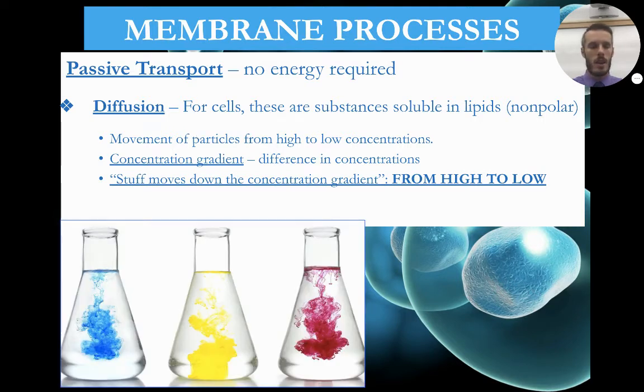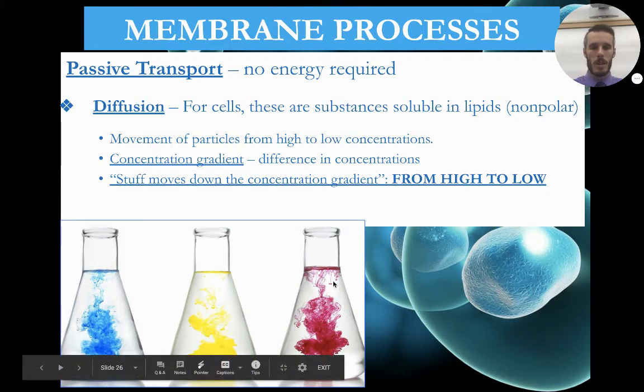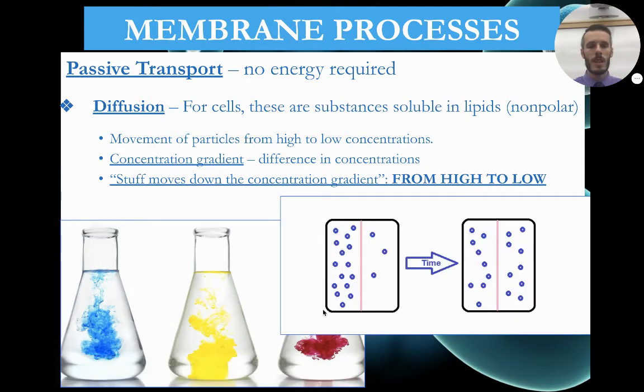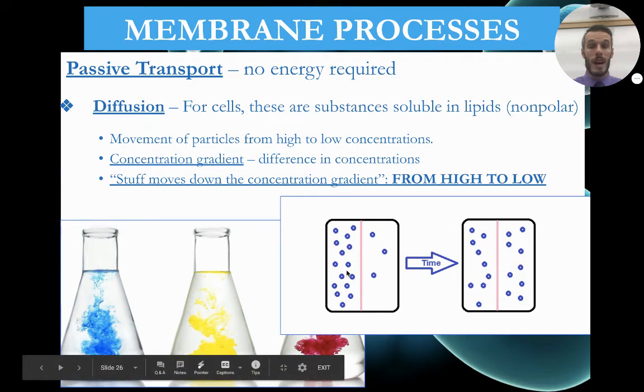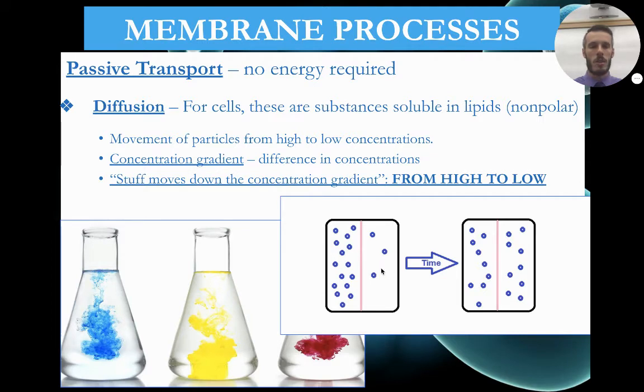Here we can see some dye being put into some water. It's going to be very concentrated in the area where the dye goes in, but over time, you'll see that the color is going to spread out until it's uniform. So this whole flask of water would be pink rather than like what you see here. Over time, particles move from the side of high concentration to the side of low concentration until it's even. Then there would still be movement back and forth, but there would be no overall change.